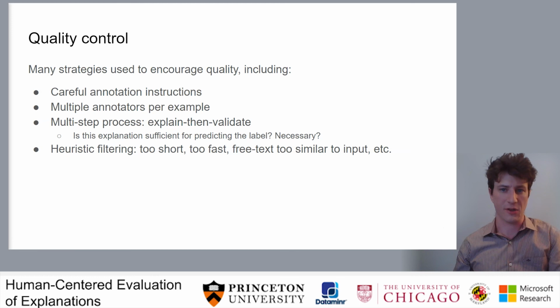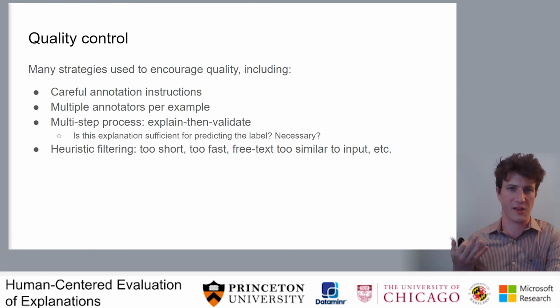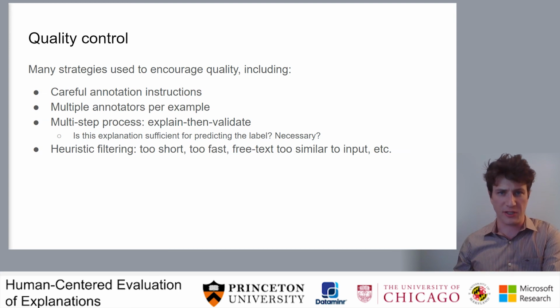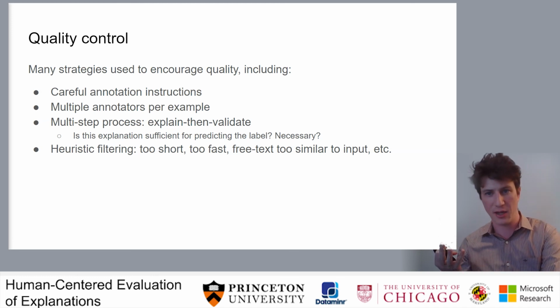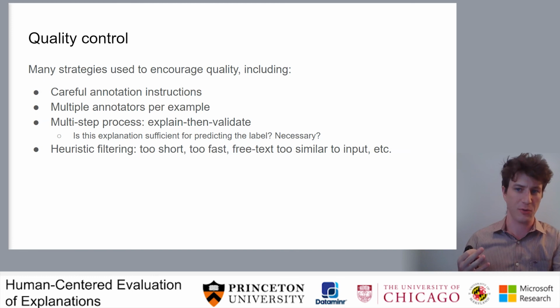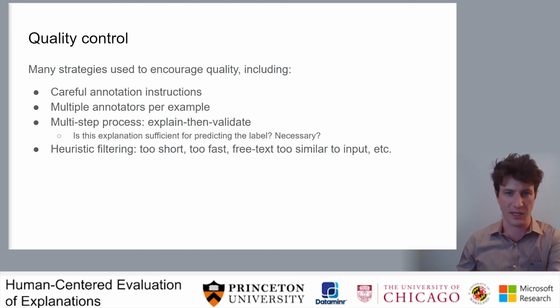If we want, for example, explanations to contain sufficient information needed to predict the true label, we can do as MultiRC and Fever did and evaluate this directly using a second group of annotators. We can also apply common sense heuristics, like that the free text explanation should contain the rationale tokens without otherwise being too similar to the input, as was done by the ESNLI team.